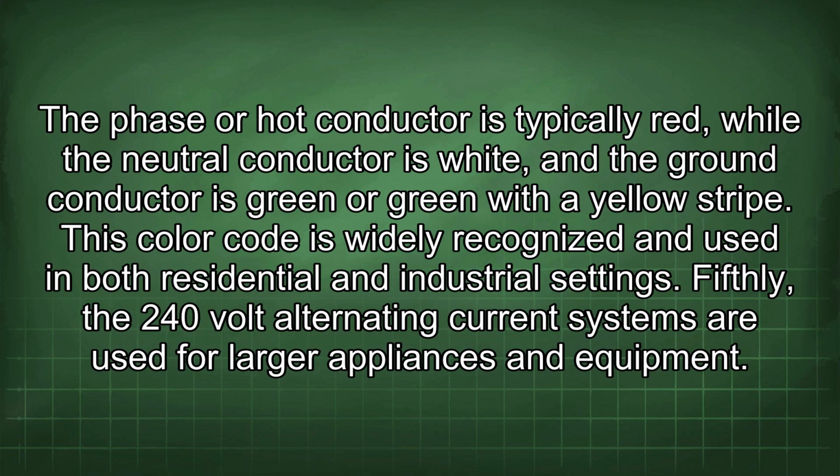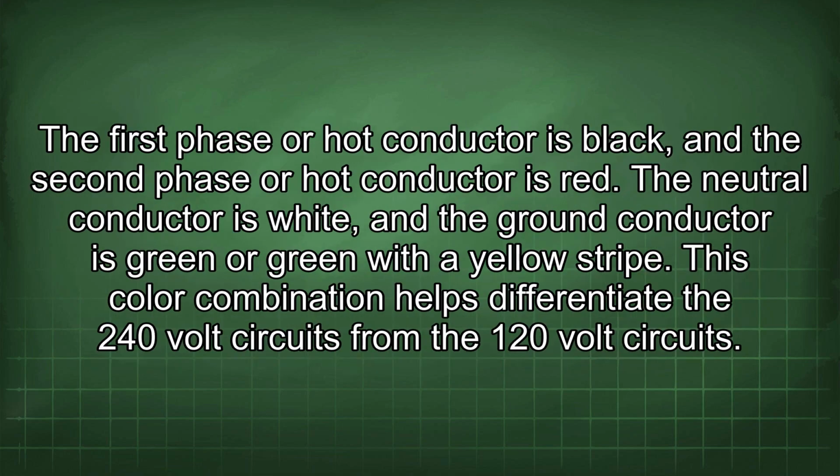Fifthly, the 240-volt alternating current systems are used for larger appliances and equipment. The first phase or hot conductor is black, and the second phase or hot conductor is red. The neutral conductor is white, and the ground conductor is green or green with a yellow stripe. This color combination helps differentiate the 240-volt circuits from the 120-volt circuits.